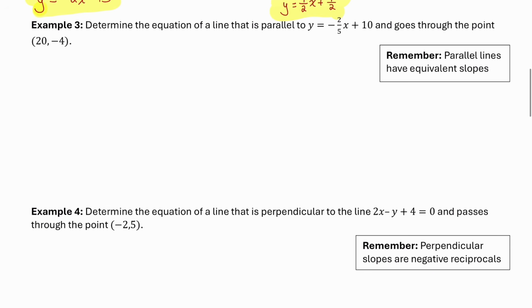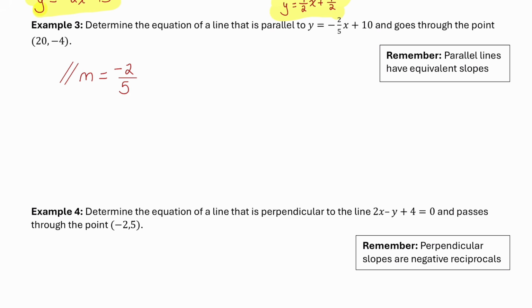It says determine the equation of a line that is parallel to this line and goes through this point. Well, if it's parallel to this line, what we know about parallel lines is that they share the same slope. Well, the slope of this line is -2/5. So the slope of a line parallel to it would also be -2/5.